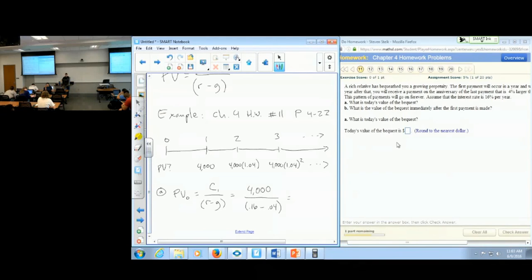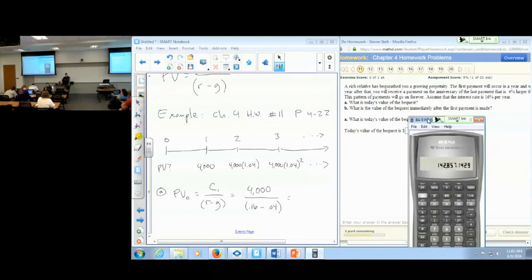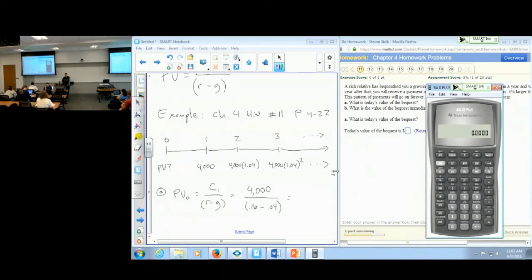And this is one that will give folks a lot of trouble when you first start working it. The order of operations will get you here. If you just plug this into your calculator as 4,000 divided by 0.16 minus 0.04, it's going to do division first and then subtraction. It's going to follow the correct order of operations, right? Multiplication and division happen first, then addition and subtraction. So we have to be careful how we do this.